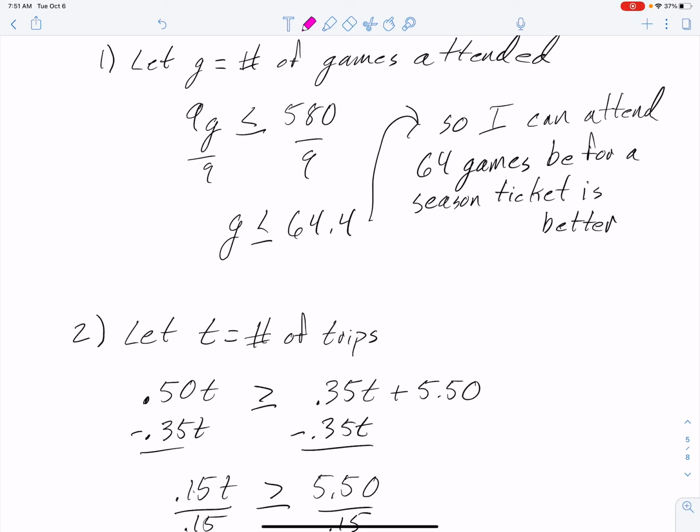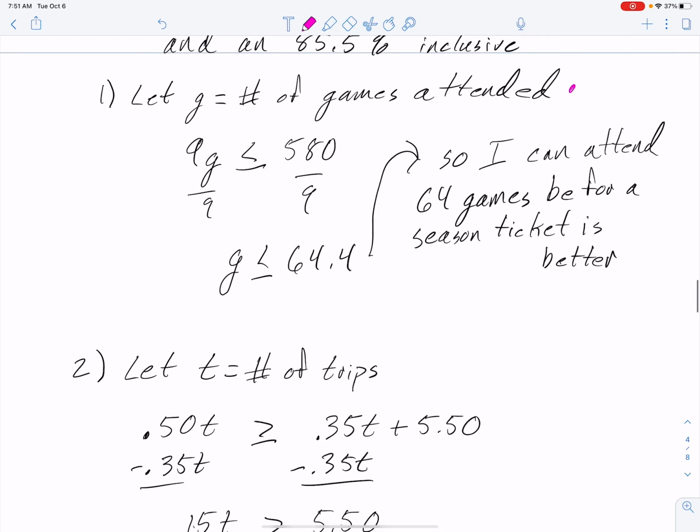All right, so for number one, it's about buying season tickets. There's 80 basketball games and tickets are $9 each, or someone could buy a season ticket for $580. So I've let G represent the number of games attended, knowing that 9 times G would be how much I spend on each game, and then multiply by G to find out how much it costs for the total games attended, is less than or equal to the $580.